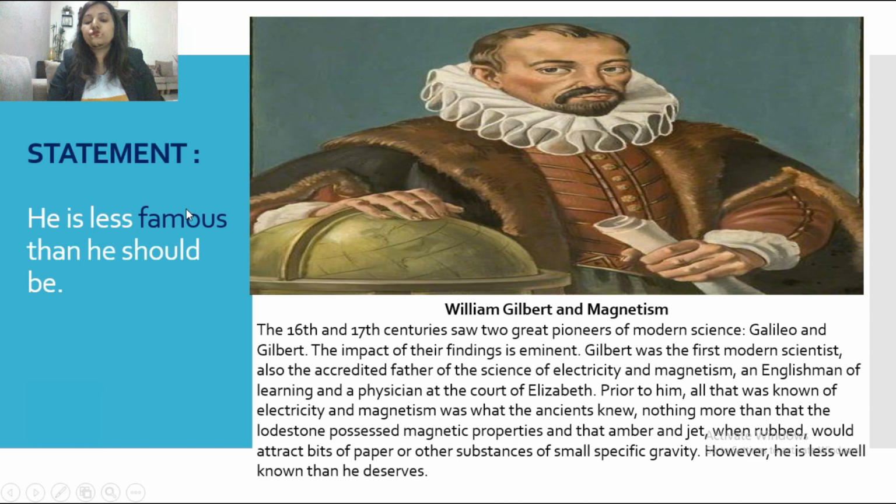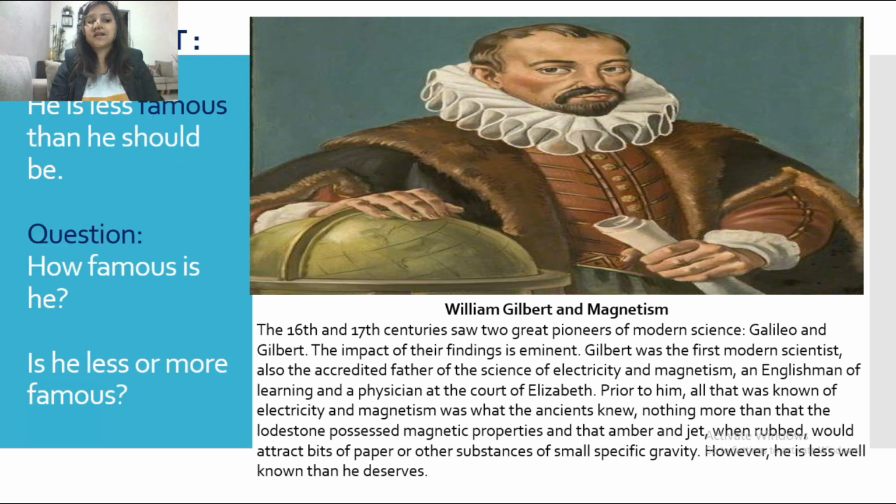So we need to find out if some reference is given in the paragraph about his fame, whether he is less famous or more famous. If we are getting some idea about his fame, then the information is given. If we are not getting any information related to his fame, then it has to be the not given option, right? So let's find it out.